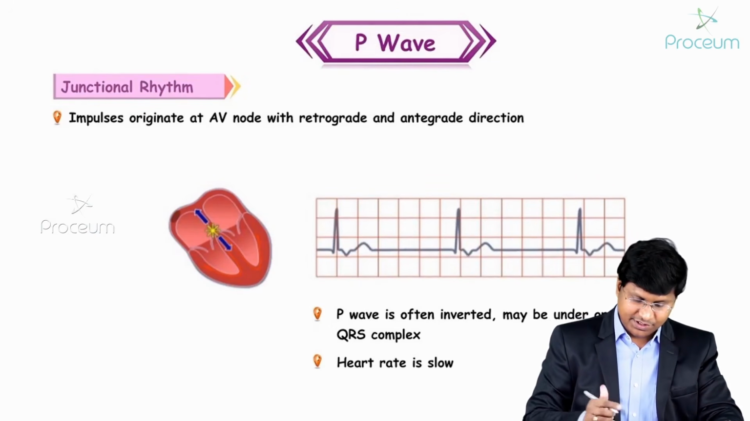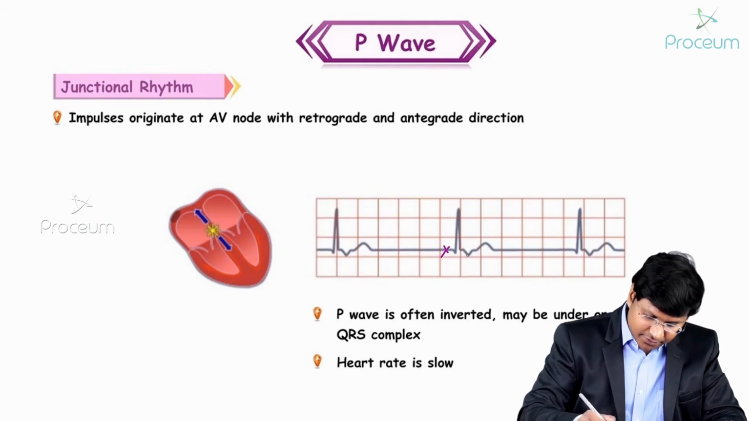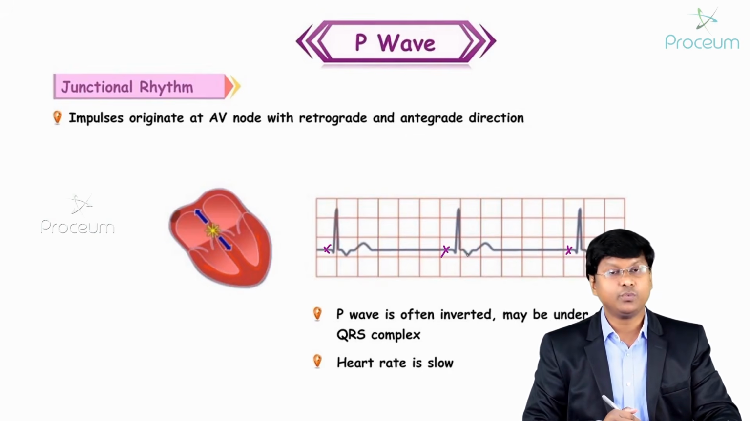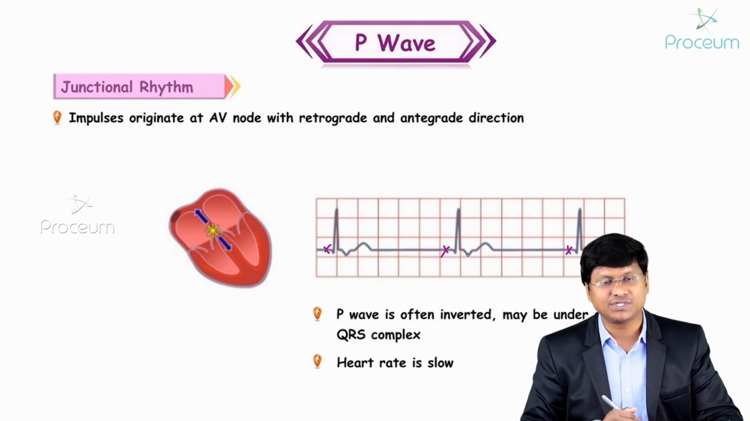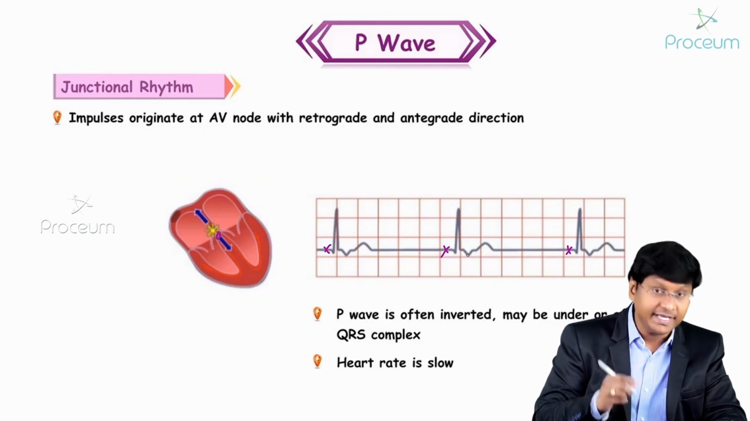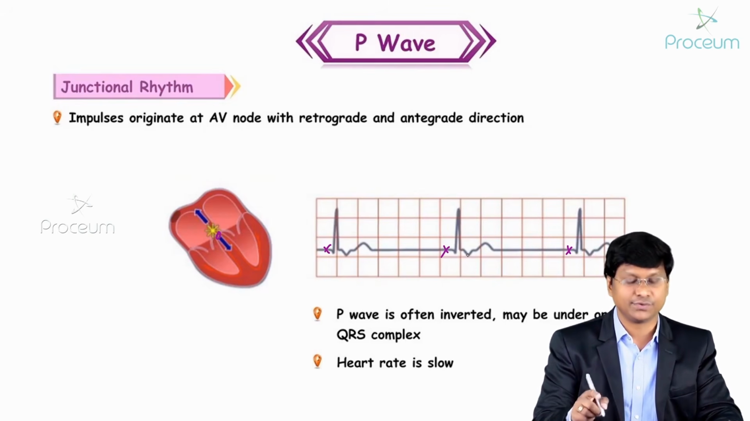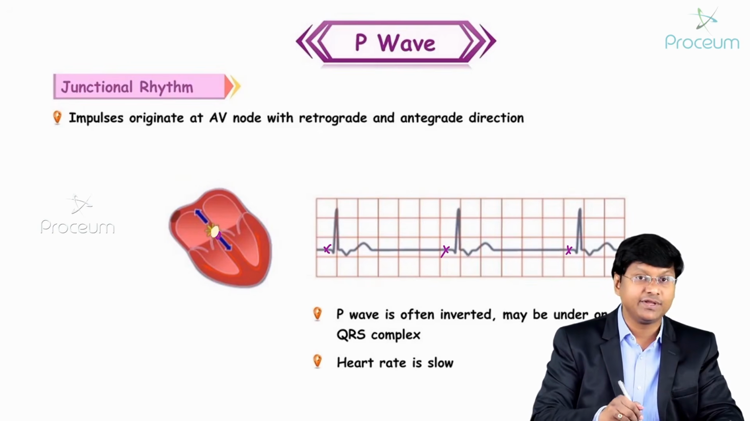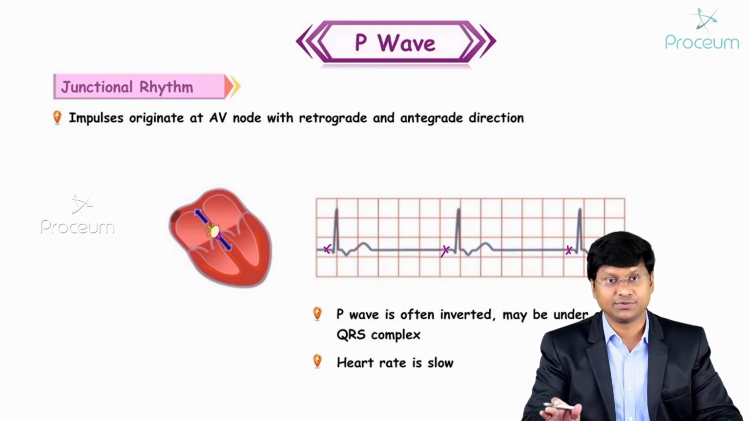So, if you see this ECG, there is no P wave at all. Right? There is no P wave. Now, when there is no P wave, what does it tell you? It tells that the impulse is originating from the AV node but not the SA node.